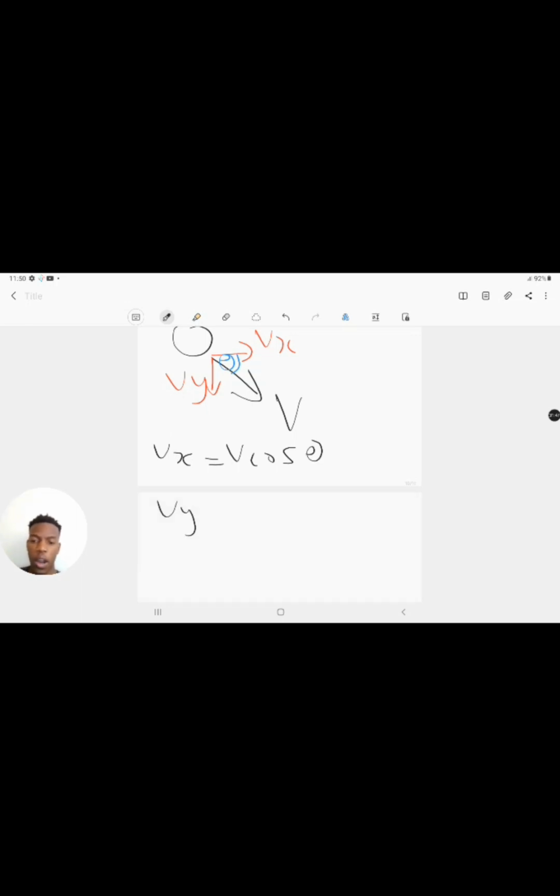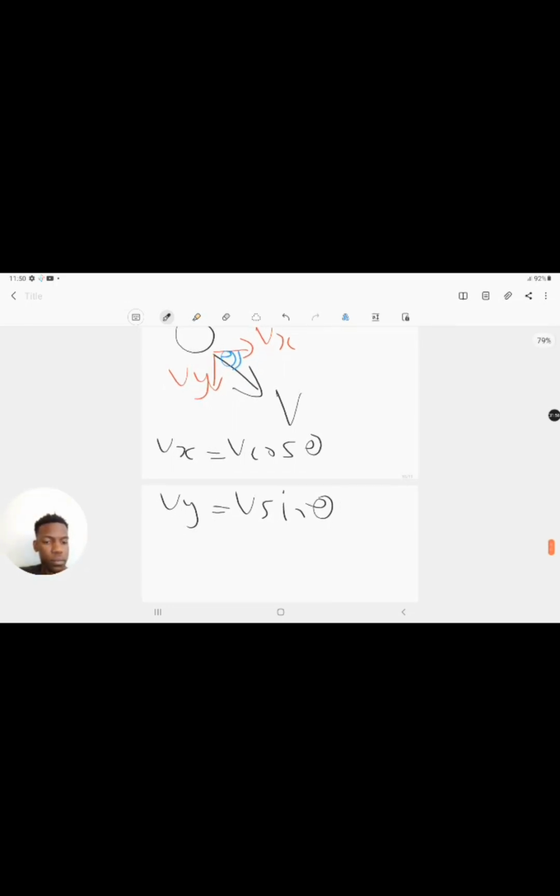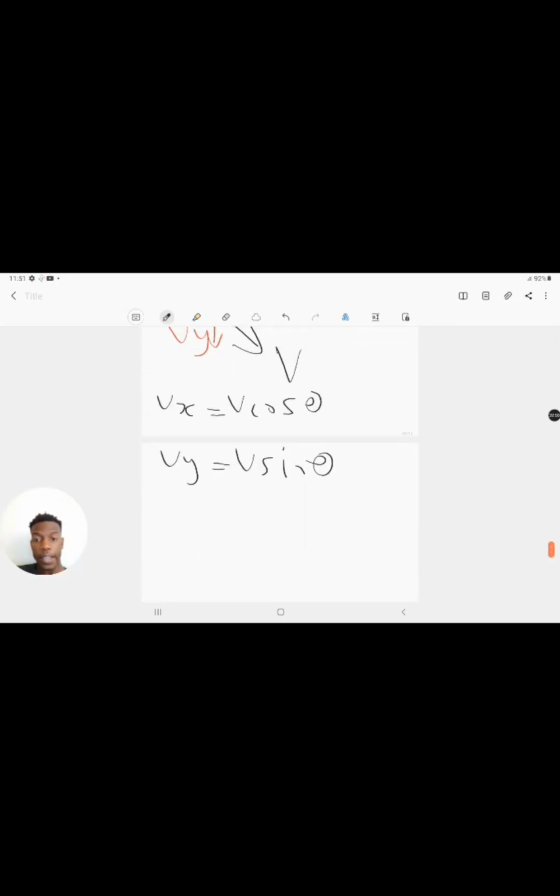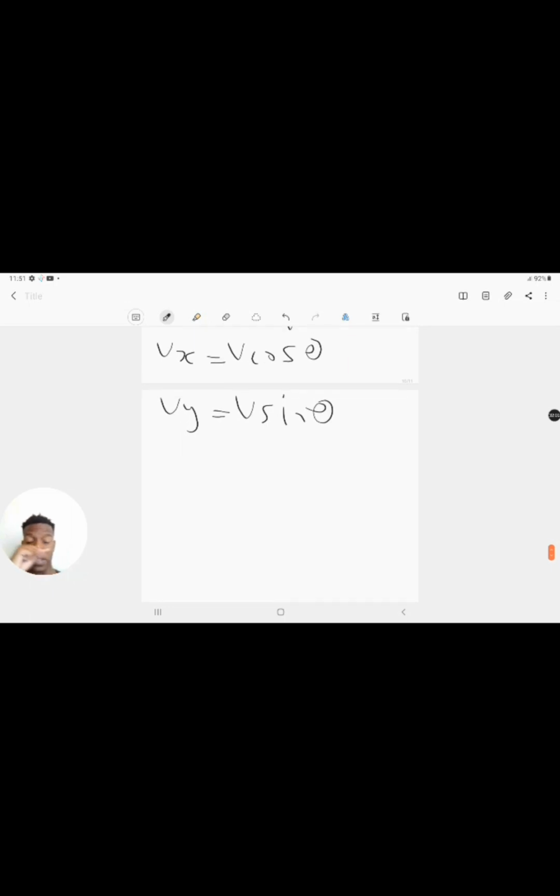So vx then, from trigonometry, is equal to v times cos theta. This is from trigonometry. And vy is equal to v times sine theta. Okay. Vx is v times cos theta and vy is v times sine theta.